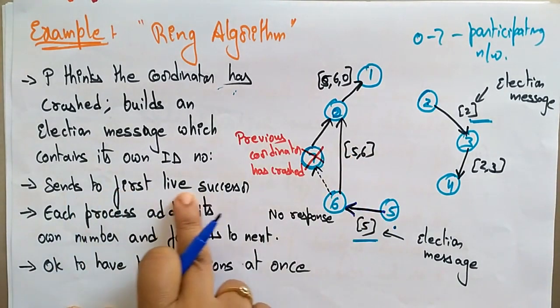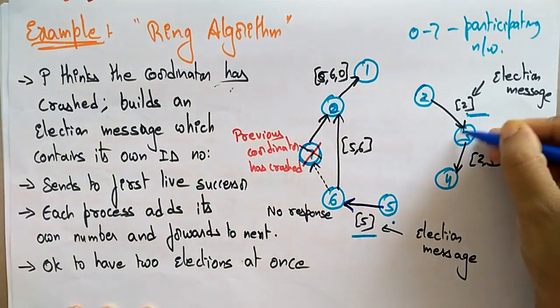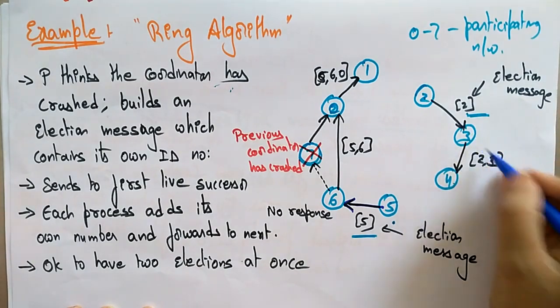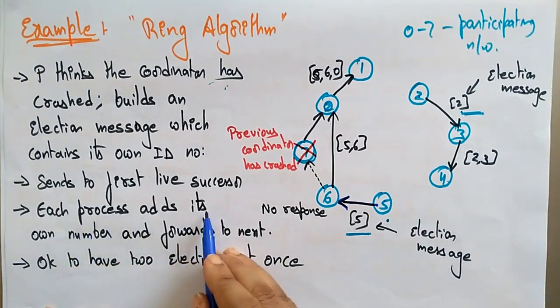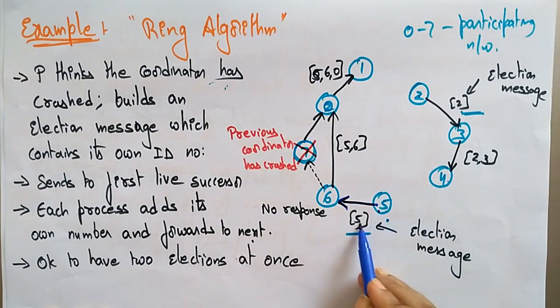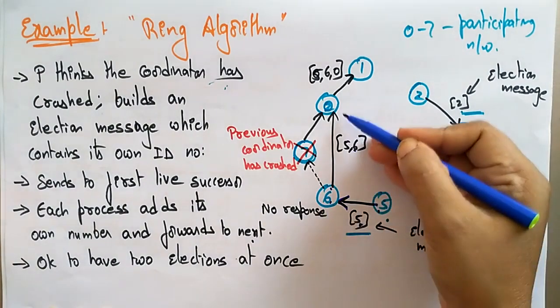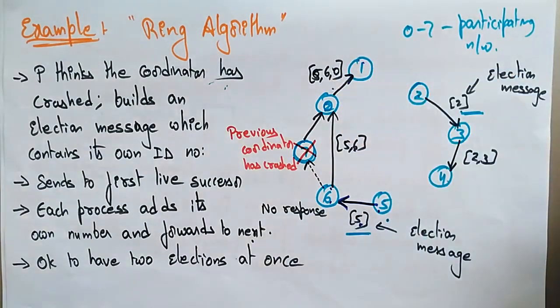It sends to the first live successor. In the same way, here 2 sends the message to 3, and the next live successor of 3 is 4. So it is sending the message with 2 and 3 placed in the active list. Each process adds its own number to the list and forwards it to the next.